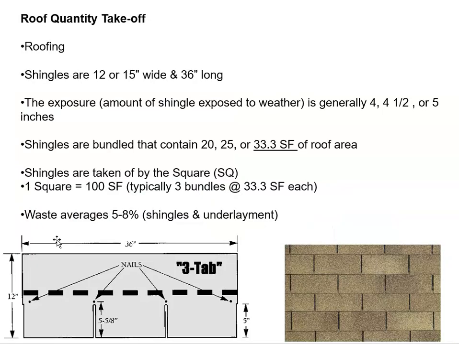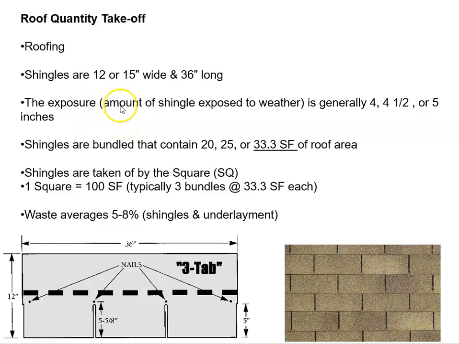All right, how to do takeoffs for roofs, roof shingles in particular. So here's our roof shingle, about 36 by 12 inches. These are the tabs. So this is a 3-tab shingle. They also come in 4 tabs, and the nails come in just above the tabs. So they are either 12 or 15 inches deep, 36 inches long.